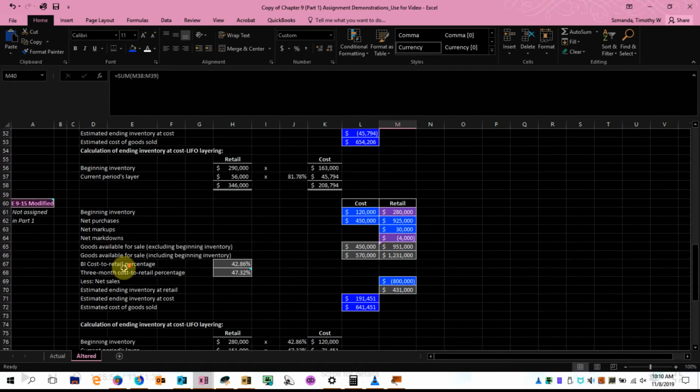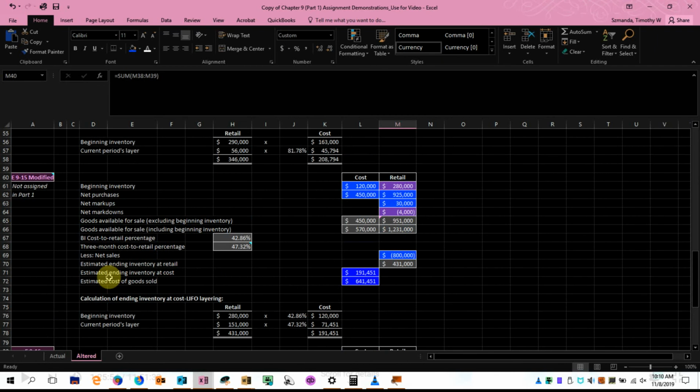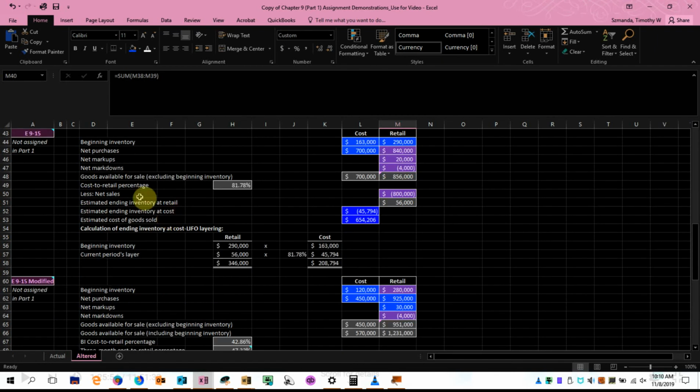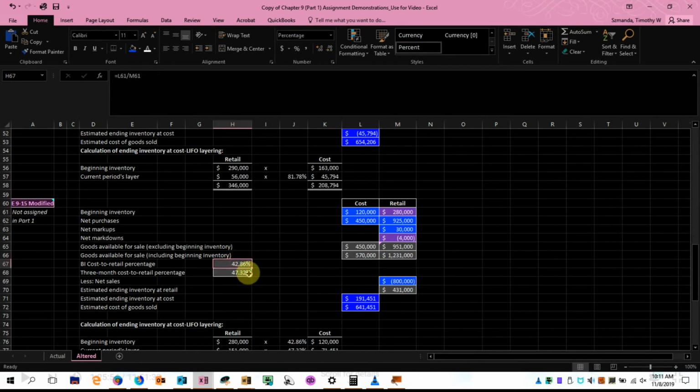I'll leave these two on the screen so you can stop it and make a copy of it. And then next week we will cover this in greater detail. Because it is a little more complex, here we're going to have to deal with, in some cases, multiple cost to retail percentages because of the layering issue.